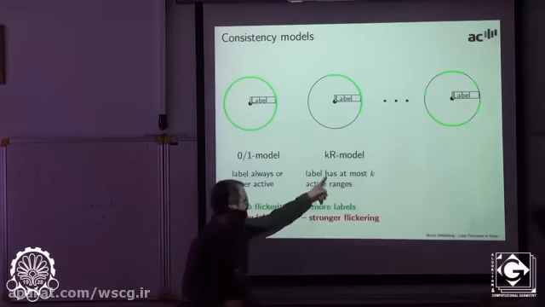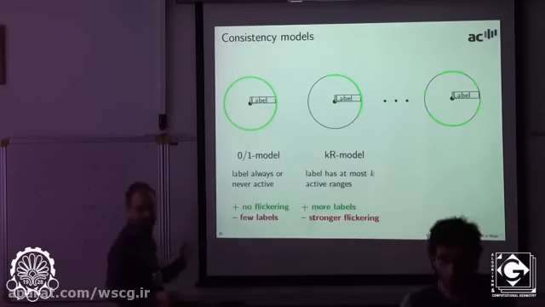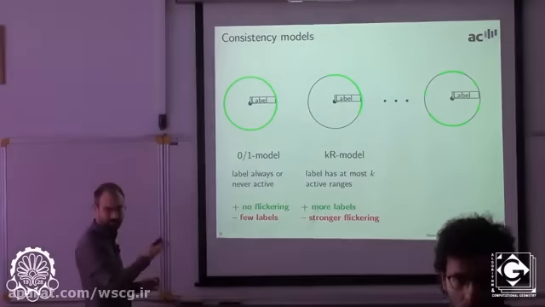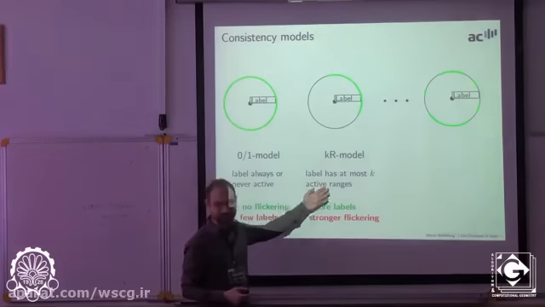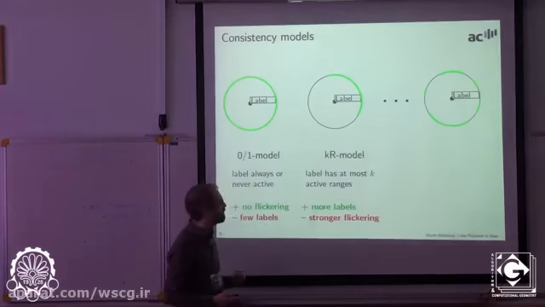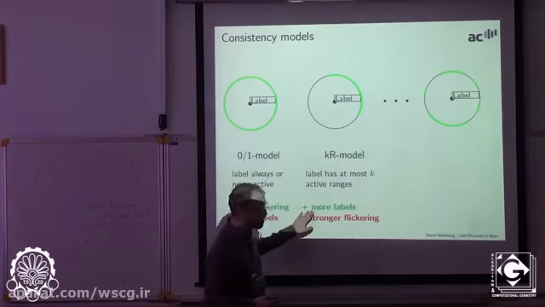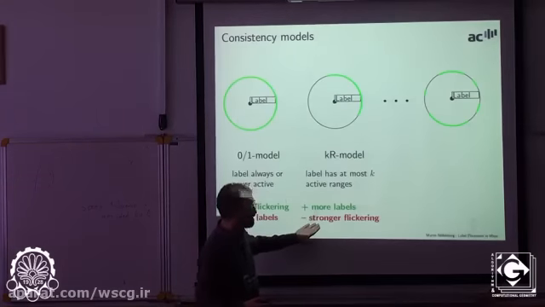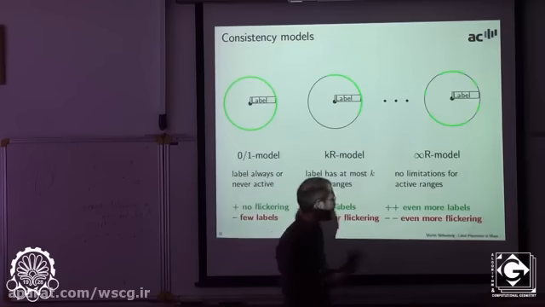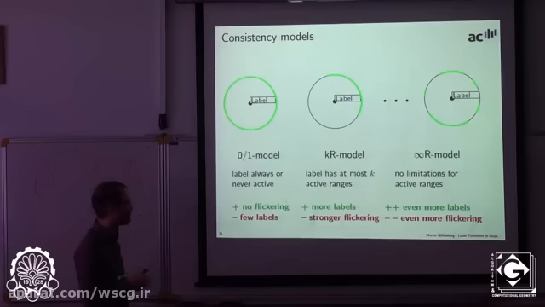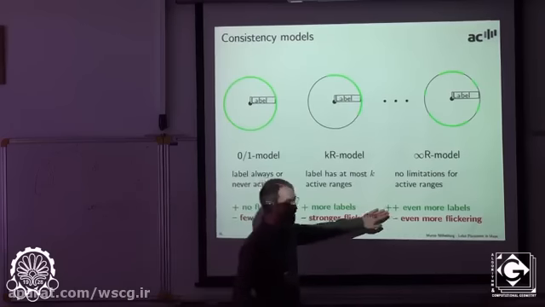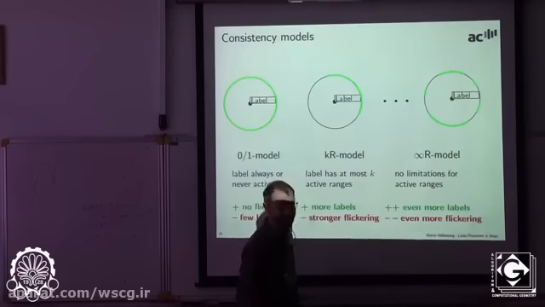The KR model says that for each label we can choose at most k active ranges. So what we've done so far was k equals 1, but you can ask what happens if we allow 2 ranges per label. Then this can show more labels because you have more flexibility, but it does flicker because labels turn on and off. And the infinity model has basically no limitations. This is like you forget about temporal coherence. This has the maximum number of labels that you can place, but it has lots of flickering.